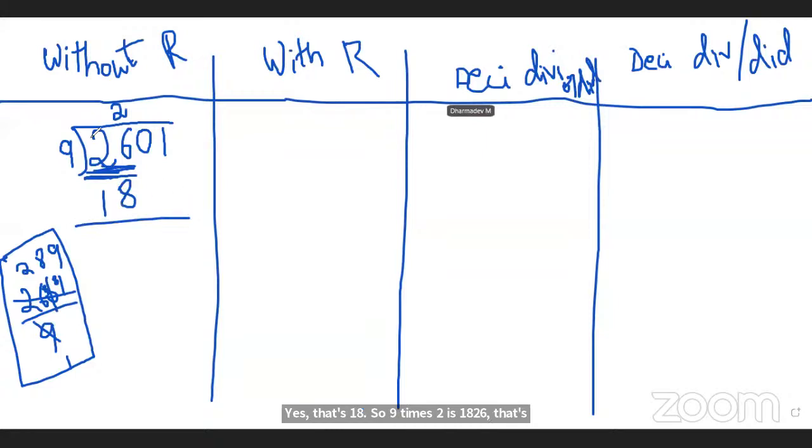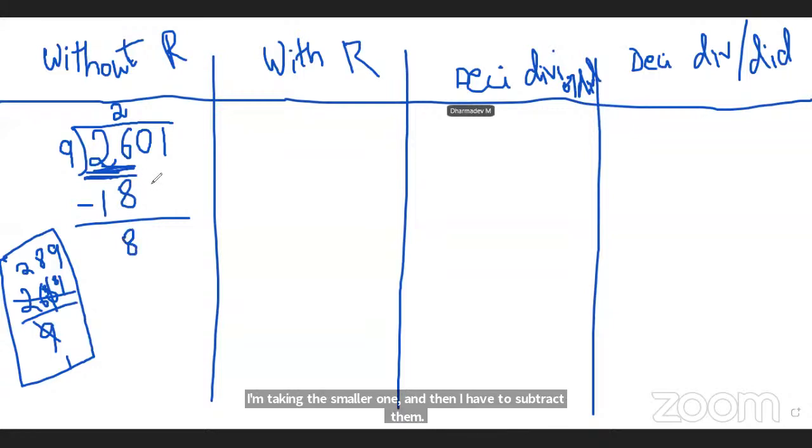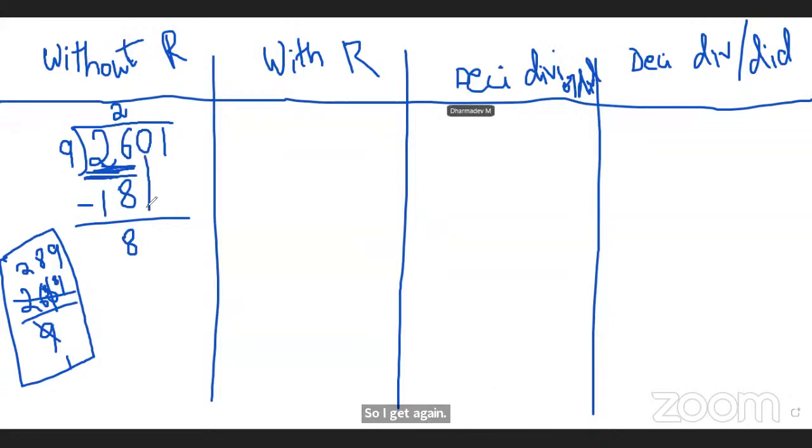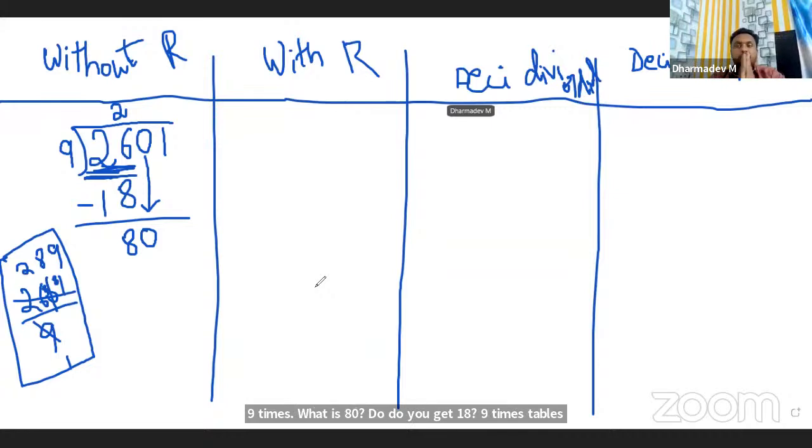The closer one after this is 27, but it is bigger. So I'm taking a smaller one, and then I have to subtract them. So I get 8. Next I have to bring a number down, that is 0. 9 times what is 80? Do you get 80 in the 9 times table? No. After 80 it is 81.